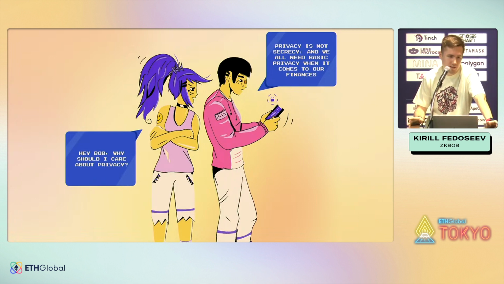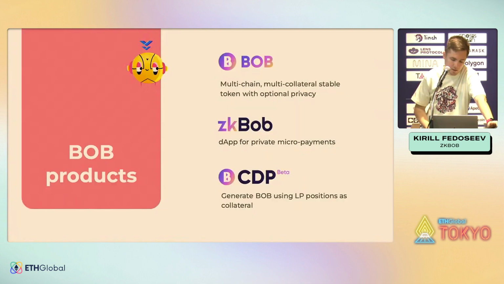And when it comes to sensitive financial information, there is really no simple mechanism for achieving privacy in these financial activities within everyday usage of stablecoins. So at zkBob, we are trying to fix this problem by introducing this optional privacy for a stablecoin. We are right now building 3 important projects within our zkBob ecosystem. So Bob itself is a multi-chain, multi-collateral stable token with optional privacy implemented via the zkBob protocol, which is a DApp powered by zk-SNARKs, which allows private micropayments between users.